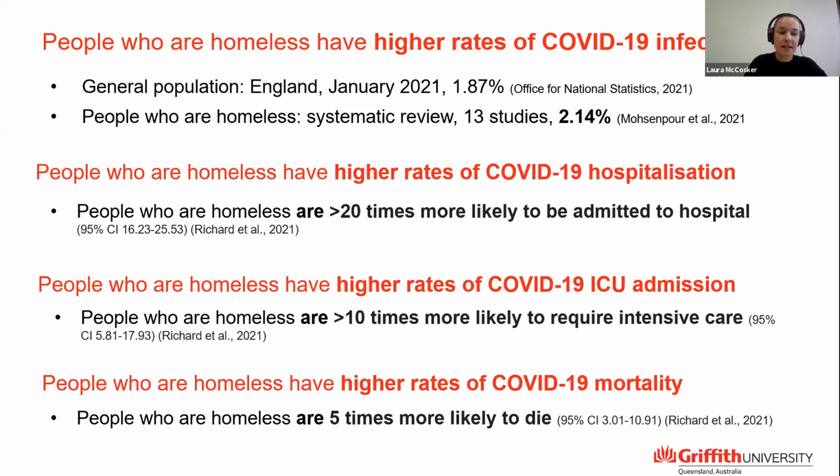This is from a study of more than 14 million hospital admissions, including around 29,500 admissions among people who are homeless in Canada. It found that people who are homeless are more than 20 times more likely to be admitted to hospital, about 10 times more likely to require intensive care, and about 5 times more likely to die with or because of COVID-19 than people in the general population.